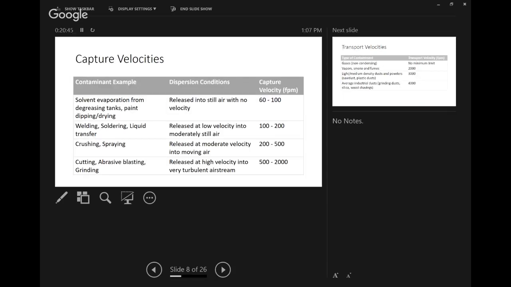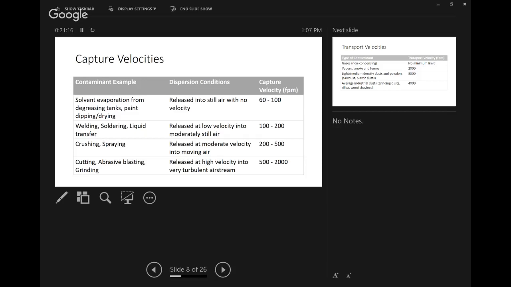Don't worry about memorizing this or anything. It's just to demonstrate that idea. So a solvent, or like a VOC, for example, gases and vapors. And these are just general ranges. It's not like these are hard and fast numbers, but you can usually capture it with 60 to 100 feet per minute. If you have welding fumes, you're getting a little bit larger, but they're still pretty fine, pretty small, 100 to 200 feet per minute.